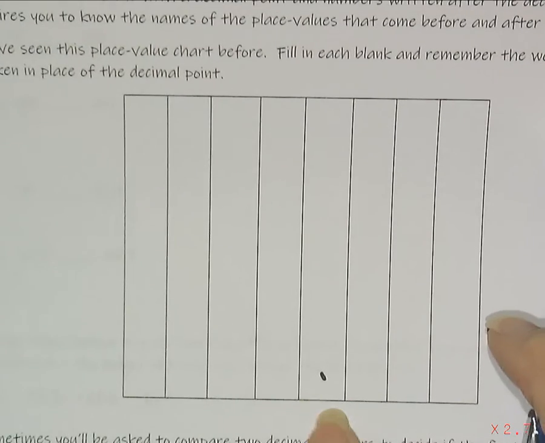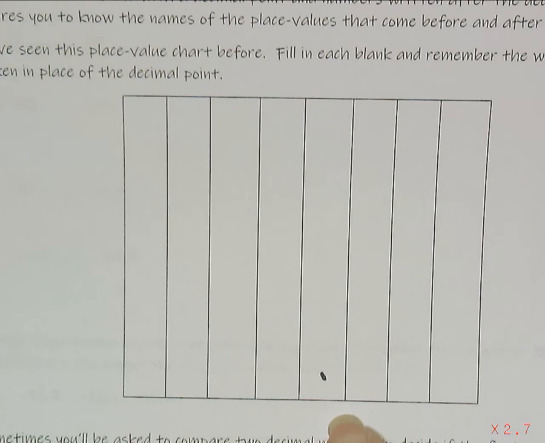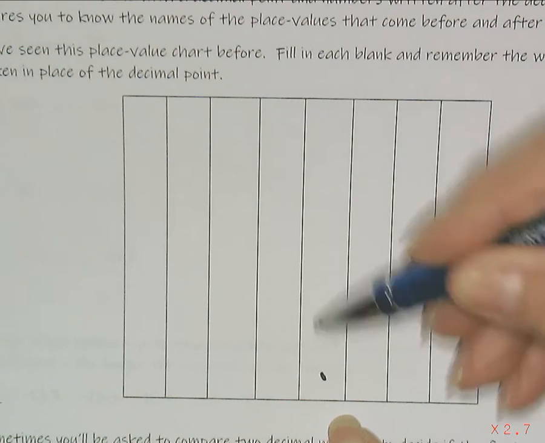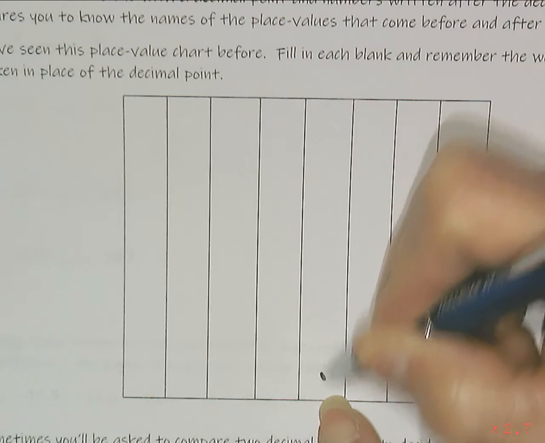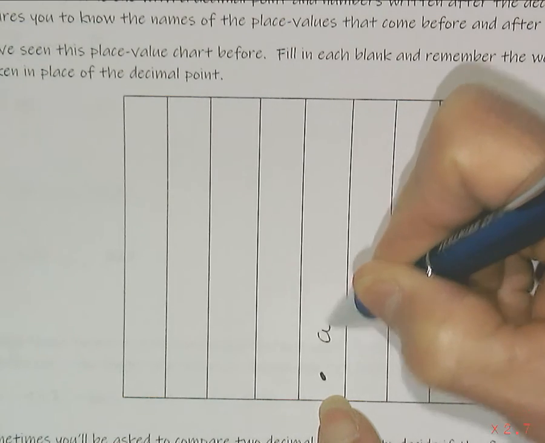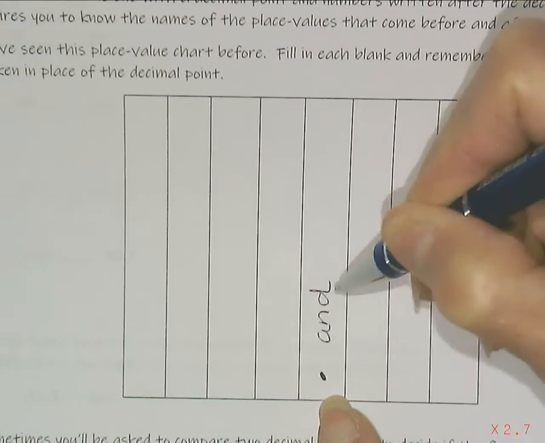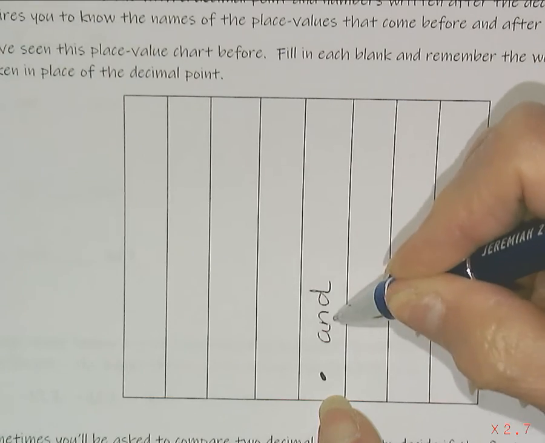I already gave you one of them, didn't I? All right, I see y'all are close to being finished, so here we go. Check your own work. At the decimal, we say the word "and." That's how we know where to put the decimal point.